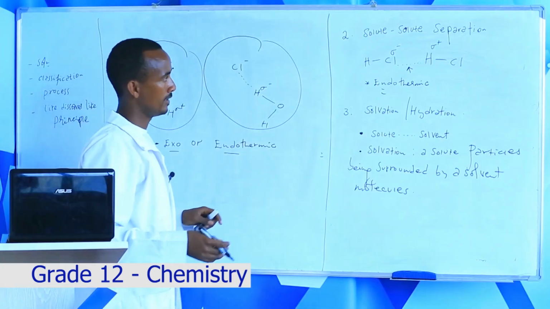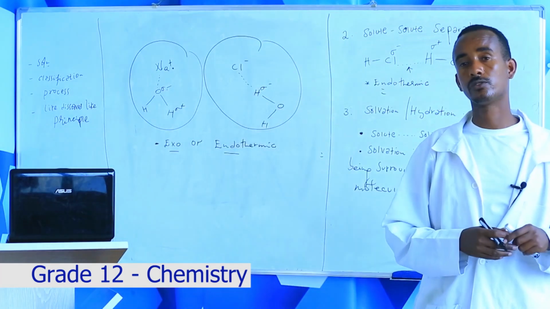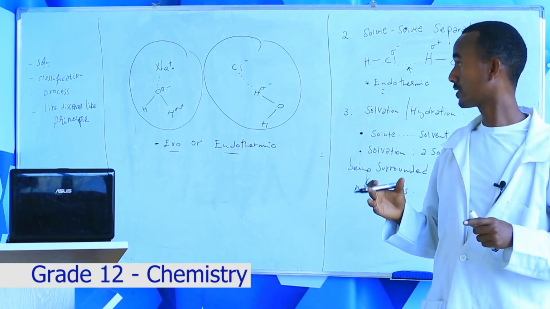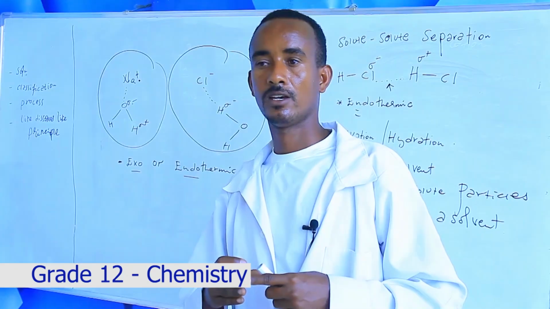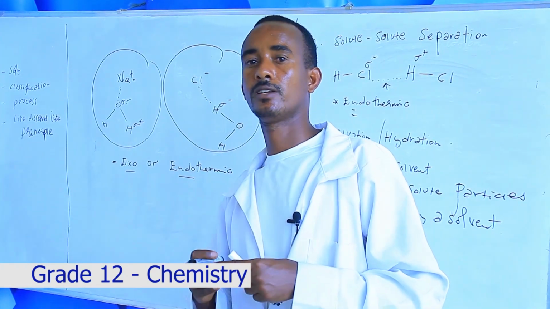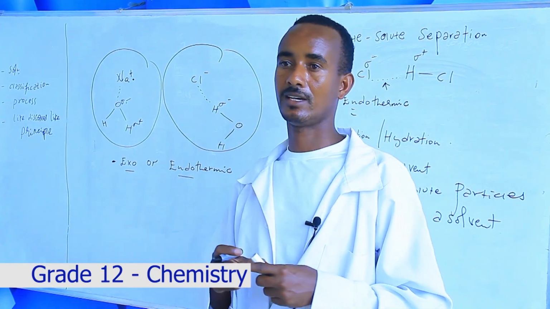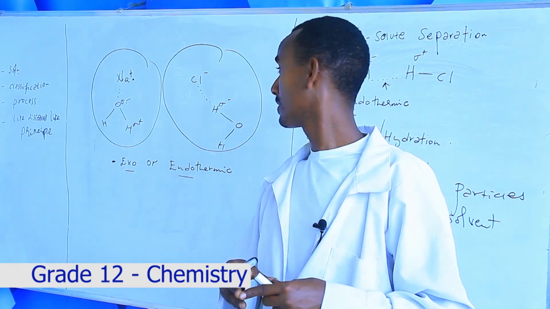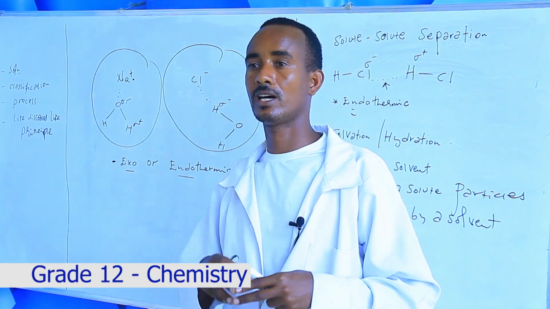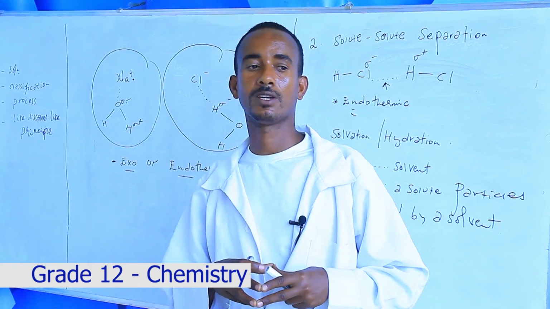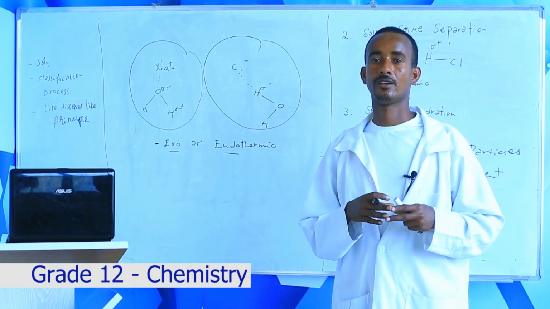So in the solution process class, we have seen that the solution process will occur in 3 different steps. The first step is the solvent-solvent separation, which is an endothermic process, and the second step is the solid-solid separation. The solid-solid separation is also an endothermic process, and the last stage is solvation or hydration.